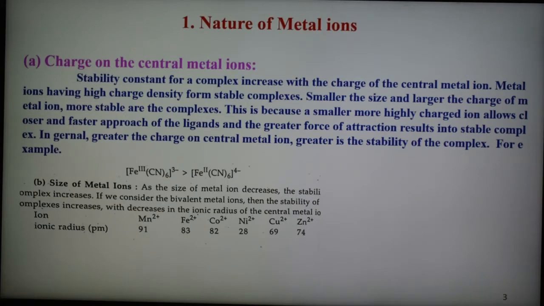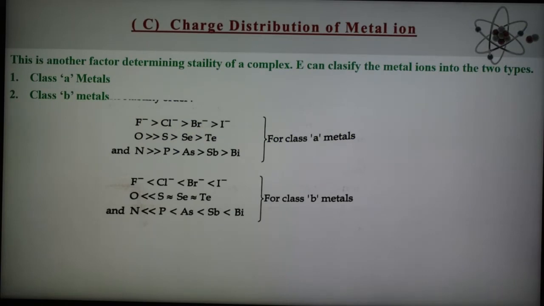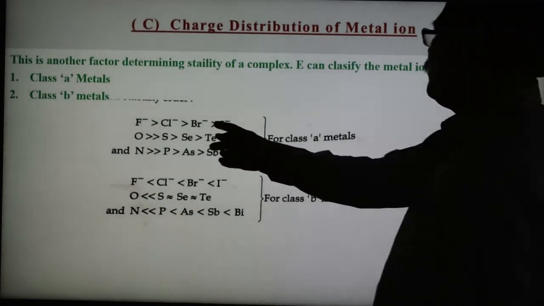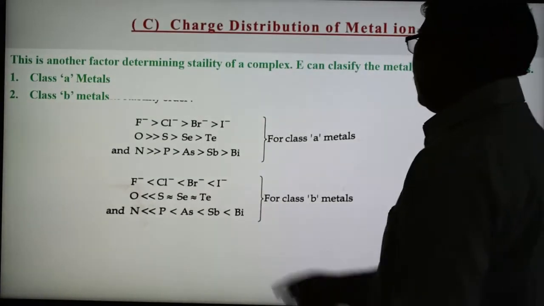So these are the two important points, A and B, and another third point is also there, that is the charge distribution of the metal ion. In this case, this is another factor determining the stability of the complex. In case of the nature of the metal ion, we classify metal ions into two types: class A metal and class B metal. So what is class A metal? Shown here: F-, Cl-, Br-, I-. So here in this slide are shown examples of class A metal, and these are examples of class B metal.